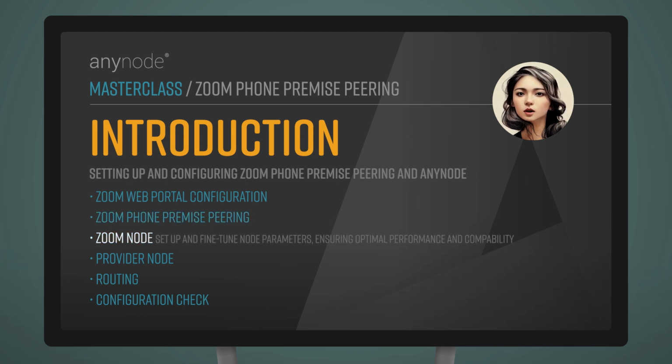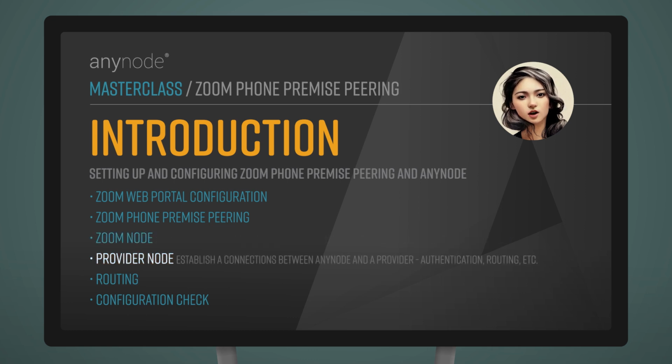In the Zoom Node chapter, we will delve into the essential configuration steps required for anynode SBC. You will learn how to set up and fine-tune the node parameters, ensuring optimal performance and compatibility with Zoom Phone premise peering. Moving on to the provider node chapter, we will focus on the specific settings required to establish a connection between anynode and a provider. This section will cover authentication, routing, and other important configurations to ensure a secure and reliable communication channel.